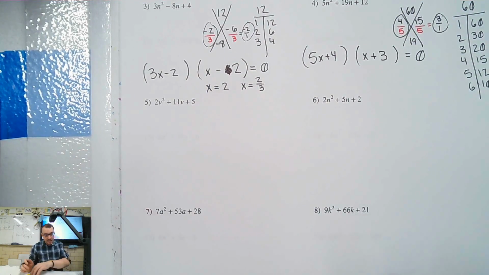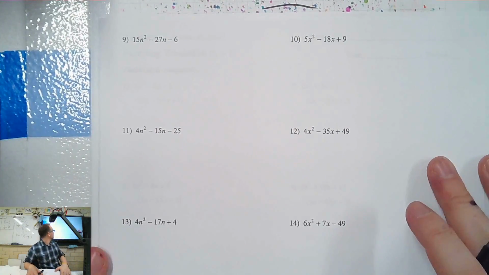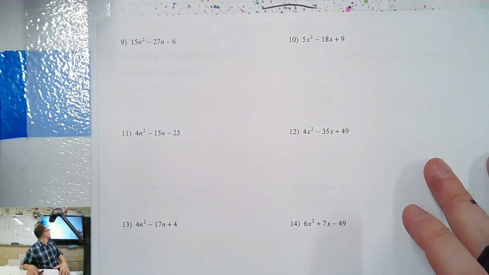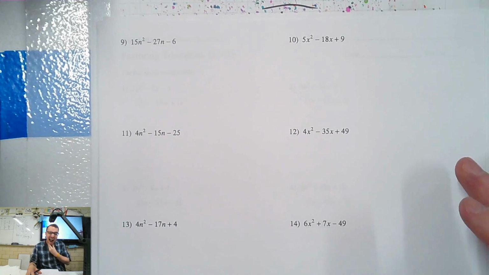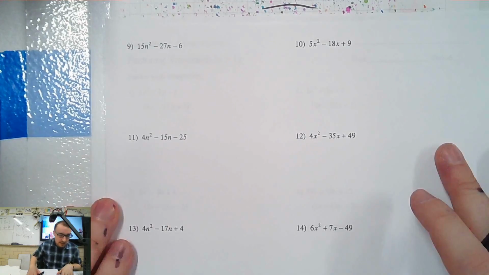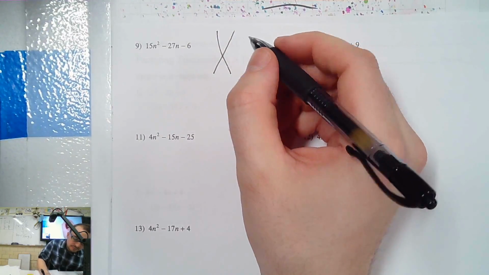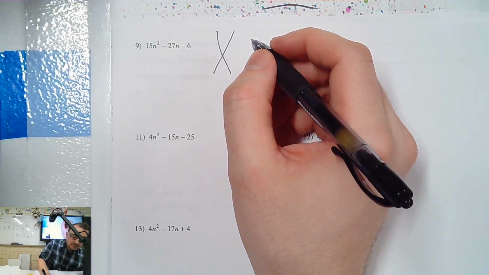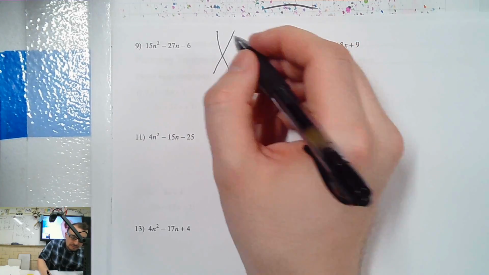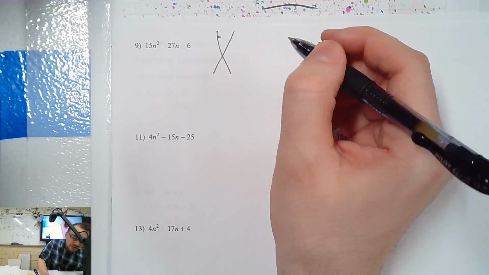Let's skip these. Let's do number 9. What's AC? 15 times negative 6. Negative something, right?